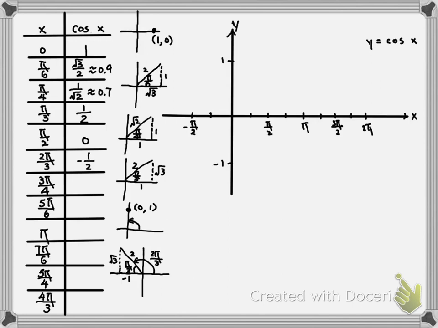And we will use the similar concept to complete this table. Now we will plot the points (0, 1), (pi over 6, 0.9), and so on. Now we will connect the dots.